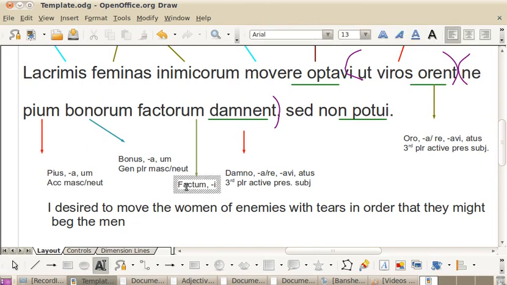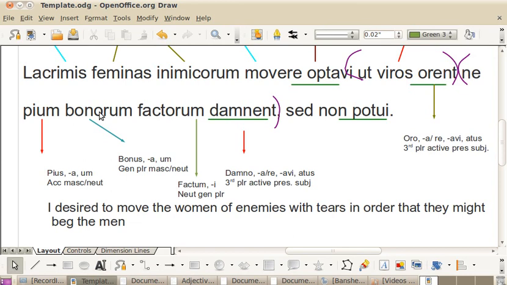So here we have a noun in the neuter genitive plural and an adjective that could be neuter genitive plural. So it's likely bonorum and factorum are in complete agreement. So let's put those two together.